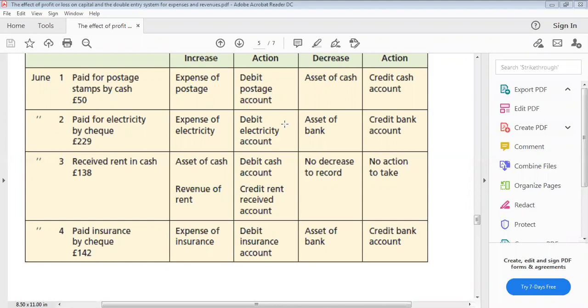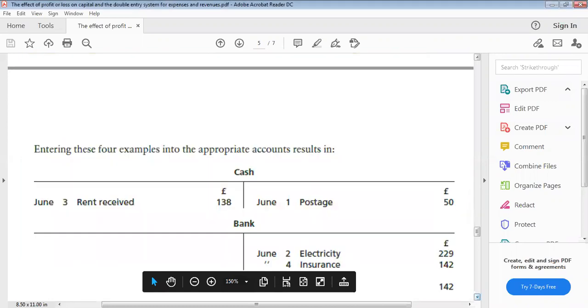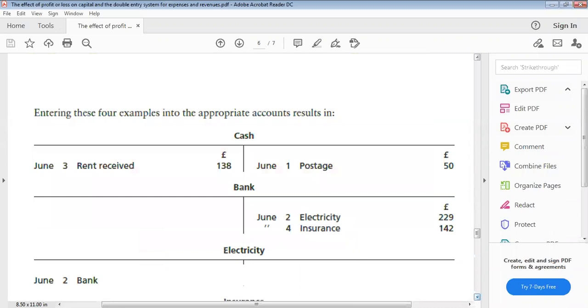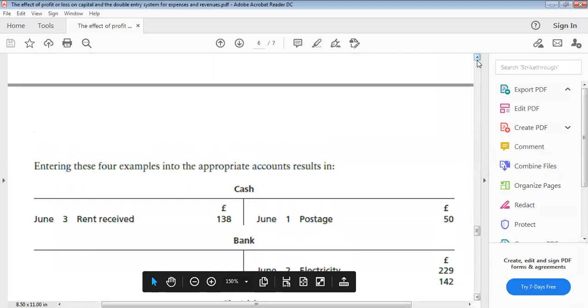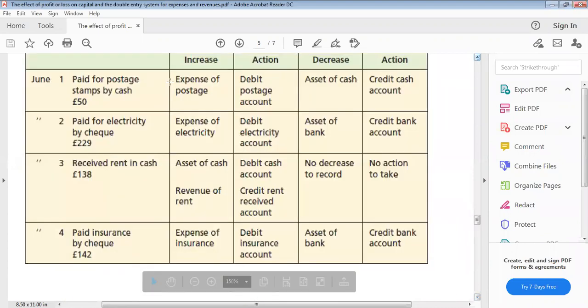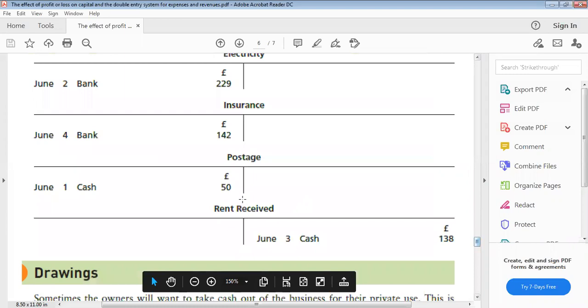All right, let's continue. So we look at the T accounts now for these things. Now enter this, for example, into the appropriate account. First thing is first. Look at the first one: pay for postage stamps by cash, $50, right? The first thing you do is what? Debit your postage account, which is this one, with $50.